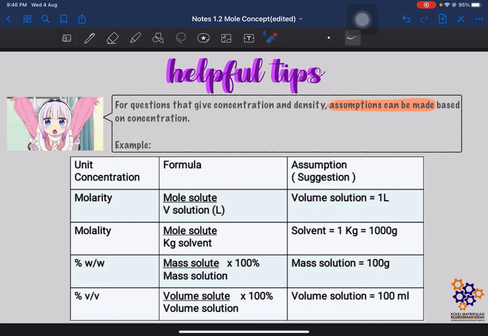So that is all for the part C, concentration of solution, for subtopic 1.2 mole concept. So that is the end of 1.2. So next video we will cover 1.3 stoichiometry.